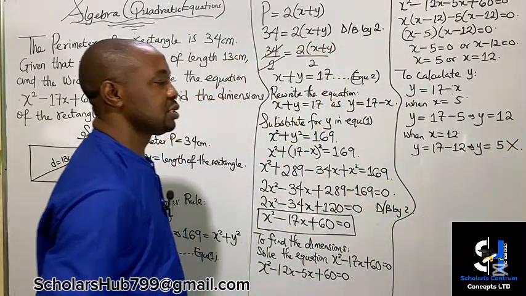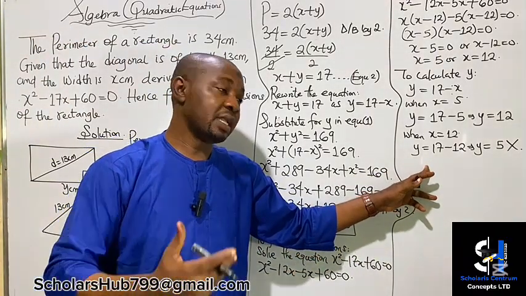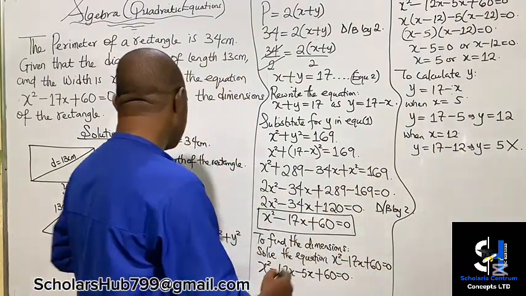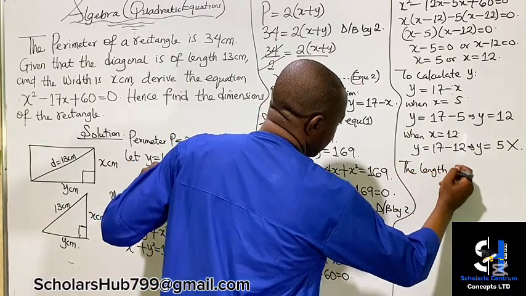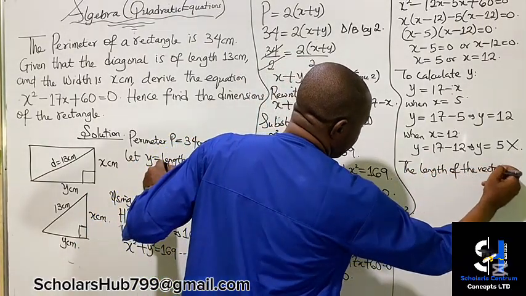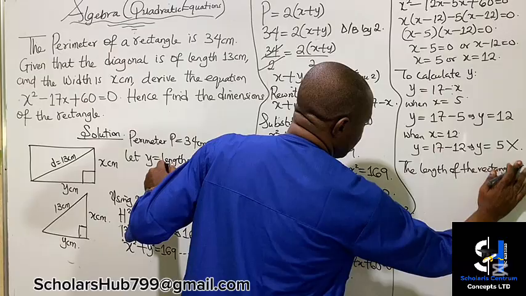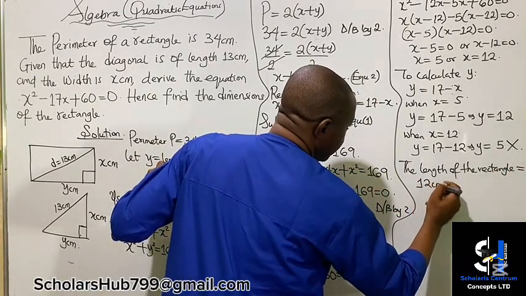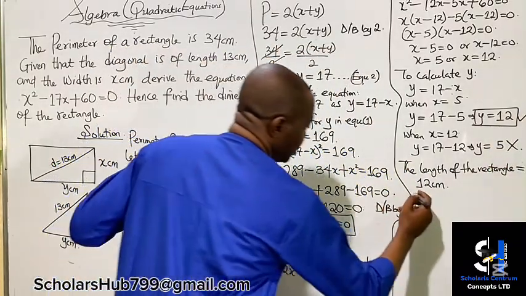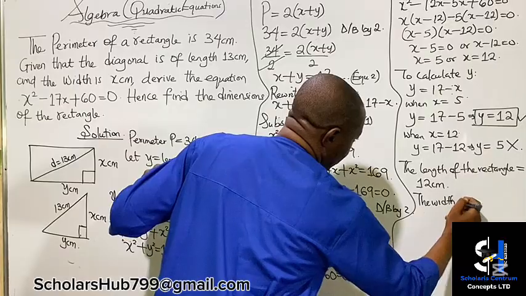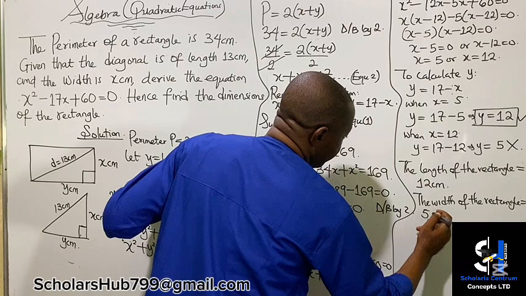Now, we are going to disregard this since width cannot be greater than length. And like I said, y is the length of the rectangle. So the length of the rectangle is equal to 12 centimeters. This is a valid answer. Then the width of the rectangle will be 5 centimeters.